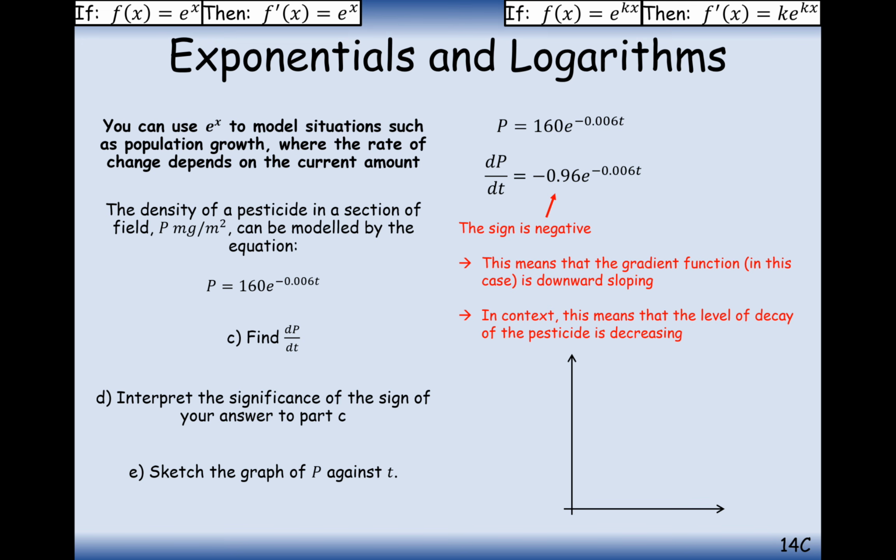So what does this mean for the graph? Well, it will start at 160 because that's where our graph started. And it's going to go downhill. It's going to have a negative gradient because that's what the gradient was showing us.